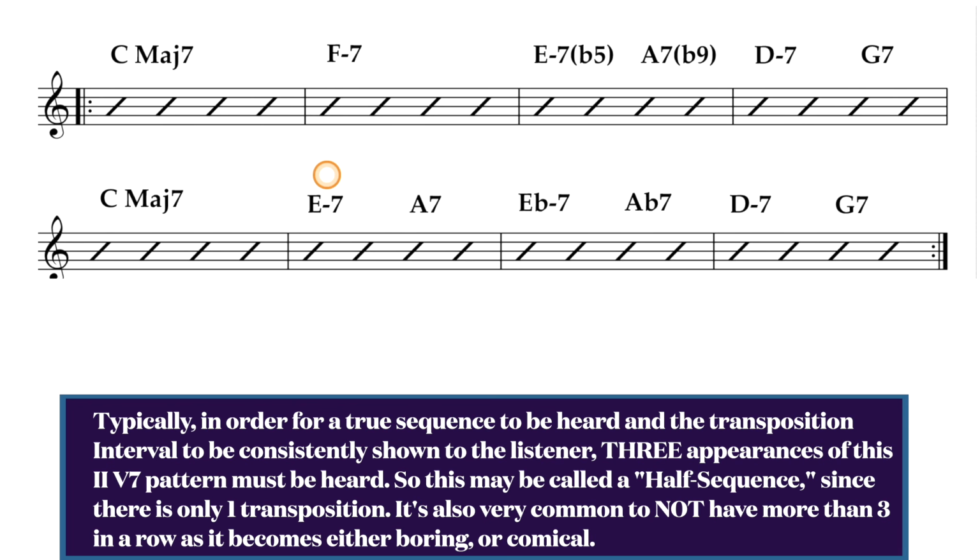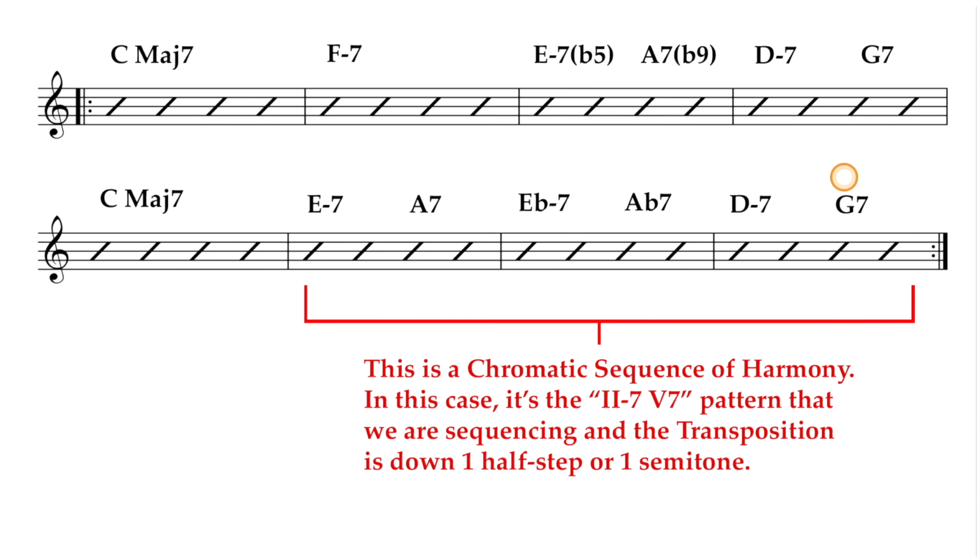This can be a little tricky to understand, so I'm going to do my best to explain this thoroughly. In order for your brain to actually recognize and hear a pattern as a sequence, you really need 3 or more transpositions of that pattern. So for example, if we look back at our chord progression, if we started with an E minor 7 and A7 and transpose that down to E flat minor 7 and A flat 7, and then again down to D minor 7 and G7, then that would be, in the traditional sense, a harmonic sequence moving down chromatically.